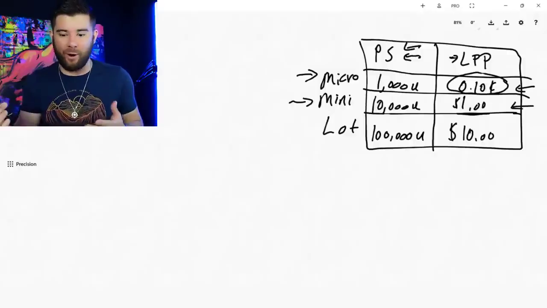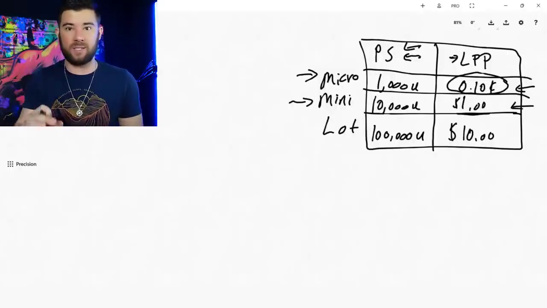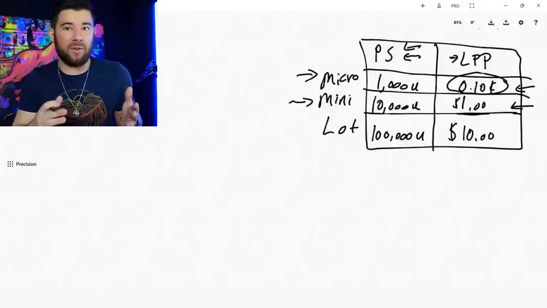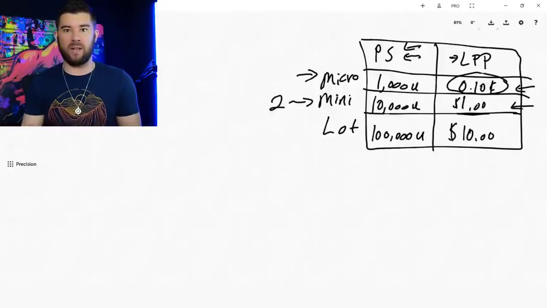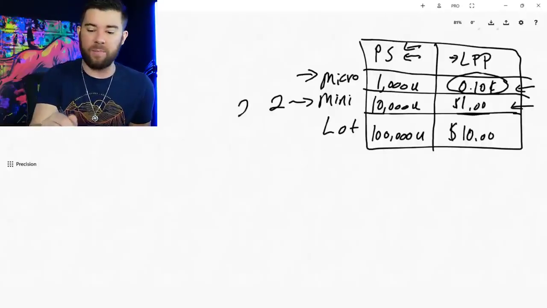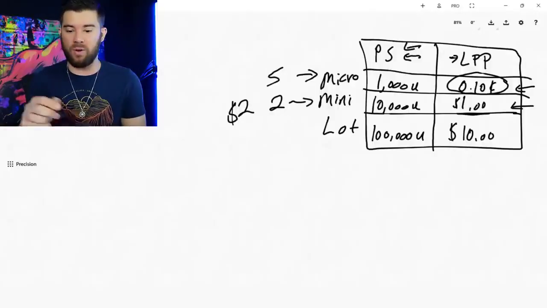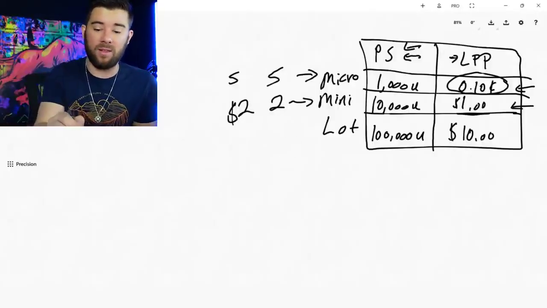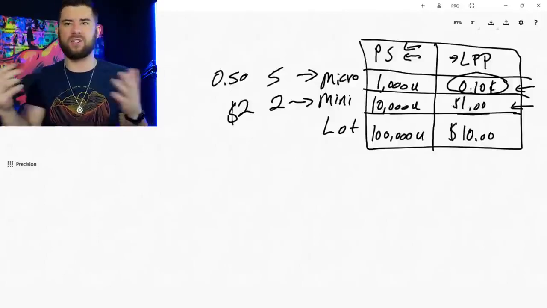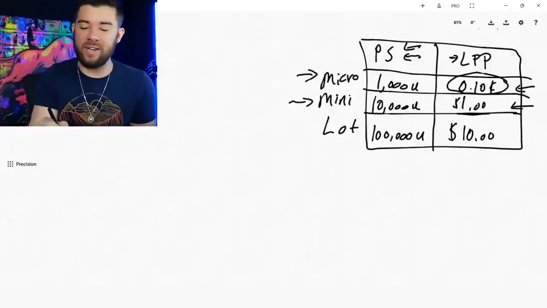The cool thing about all these is your brokerage should not only allow you to trade with these specific lot sizes, but it should allow you to multiply them by whatever you want. So you should be able to do 2 mini lots, which would mean what? That would mean every pip would be worth $2. You should be able to do as many micro lots as you want. Let's say 5. That would mean every pip would be worth 50 cents. So on and so forth. Hopefully that makes sense. Let's now move on to a standard lot.